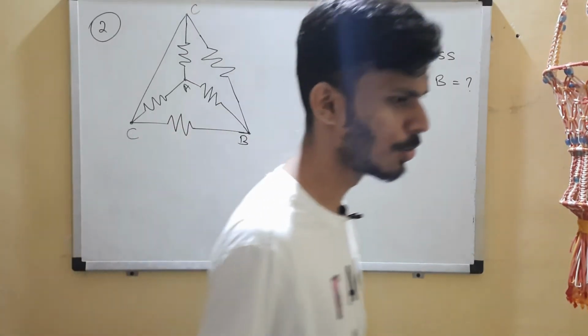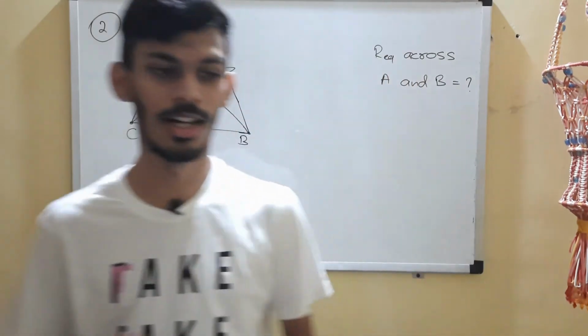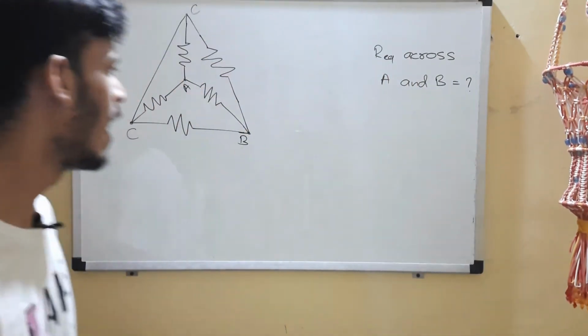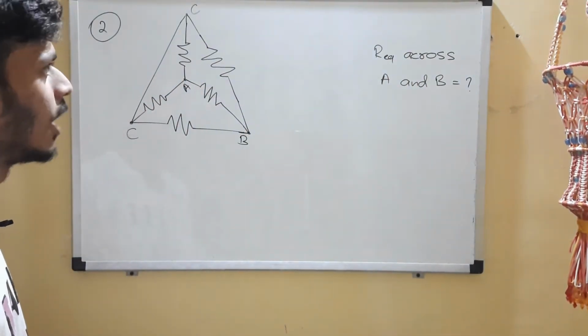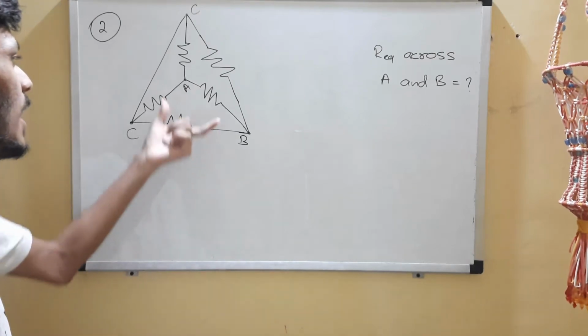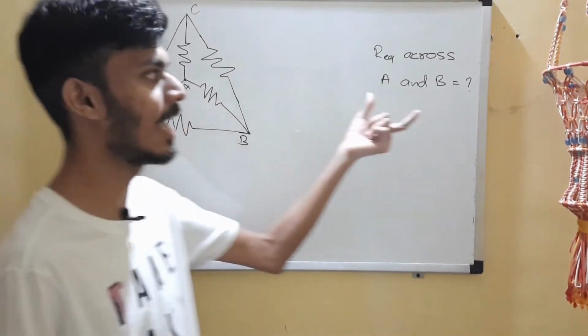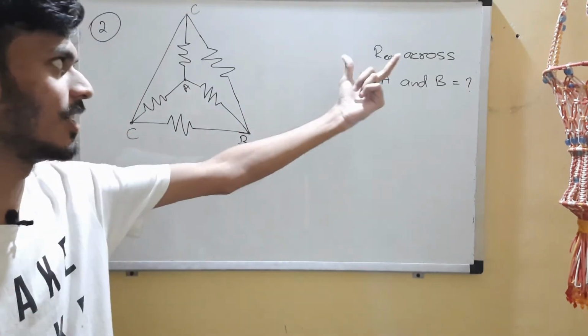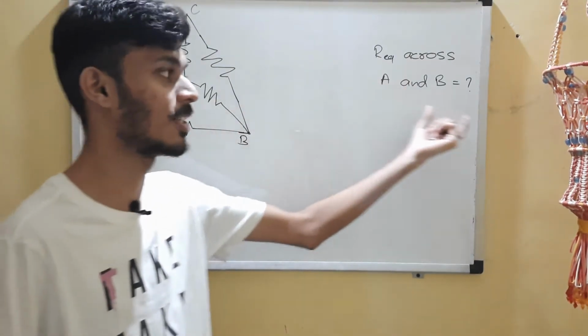Step 2 is to draw a simple circuit. Draw a circuit which you and I understand, right? So let's draw it, and we have to keep one thing in mind, that we are supposed to treat A and B as terminals, right? We are supposed to find R equivalent across A and B.